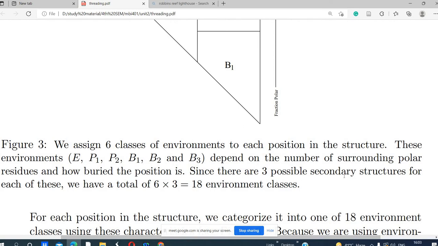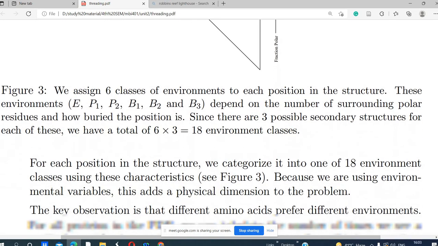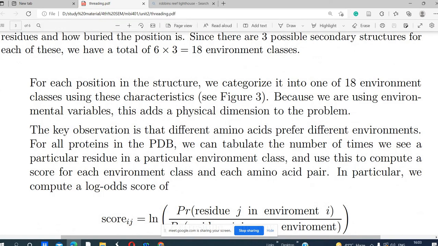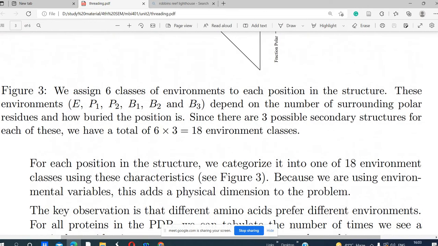Since there are 3 possible secondary structures for each of these, because there are 3 possible structures, alpha, beta, and the other, loop, alpha, beta and extended region. So there are three types of secondary structure. If we multiply these 6 classes by 3, then we will get the 18 environment classes.